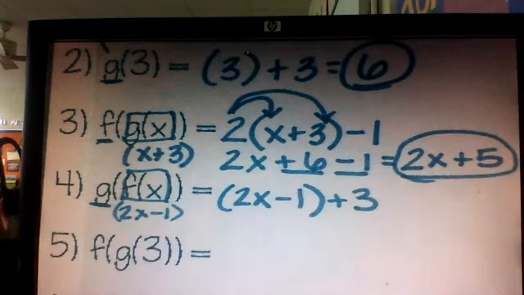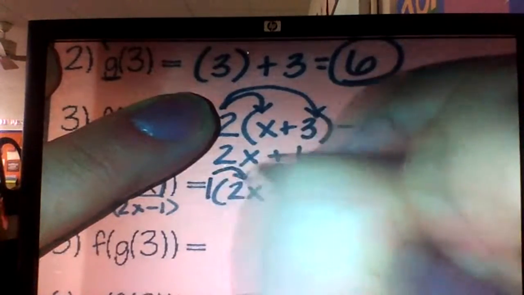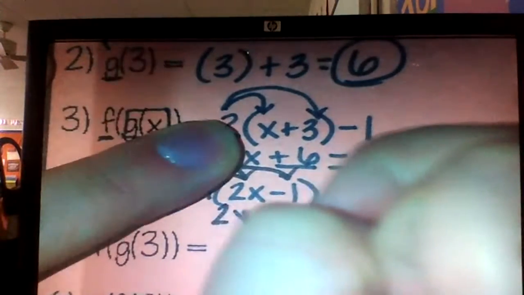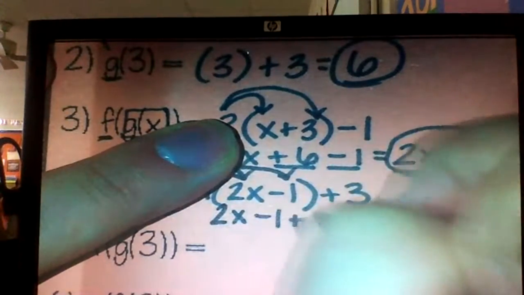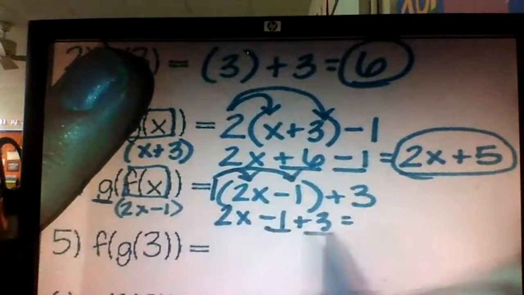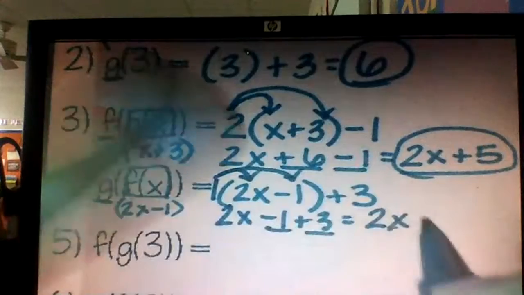Okay, so she says there's a 1 out front. So technically, I need to distribute this 1 that's non-existent and invisible. So that doesn't change anything. 2x minus 1 plus 3. Then we combine like terms. 2x plus 2.